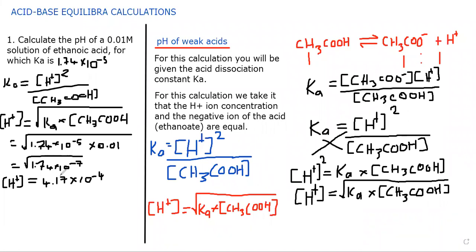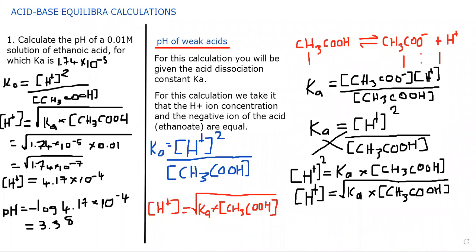All right, so I've gotten a concentration of 4.17 times 10 to the minus 4. So now I can go ahead and put this into our pH equation. That's negative log of the concentration. All right, so the answer is 3.38. So whenever you're asked to find the pH of a weak acid, they will give you the Ka and the concentration of the acid. You will first find the concentration of the hydrogen ion and then plug it into your formula and get the pH.